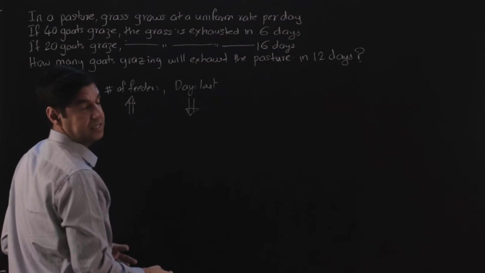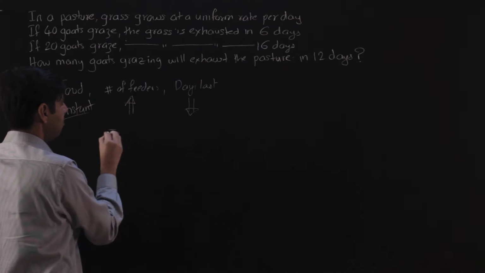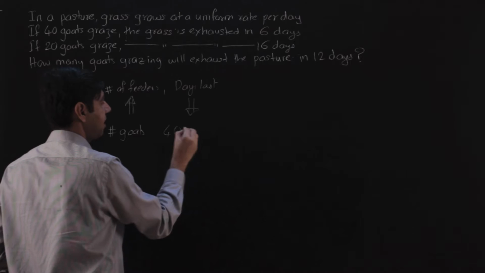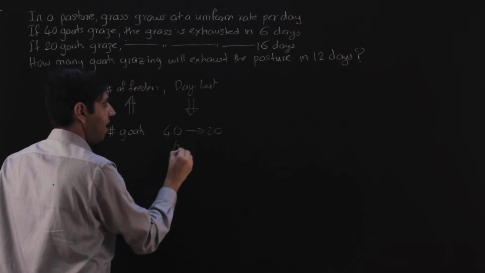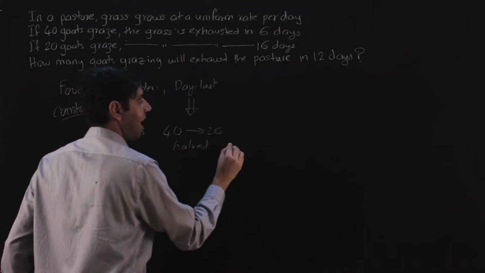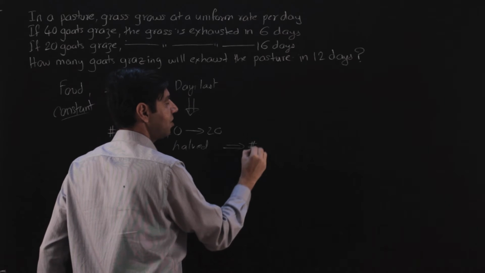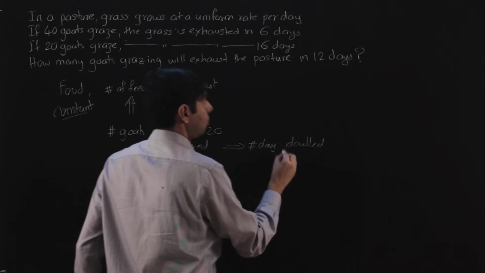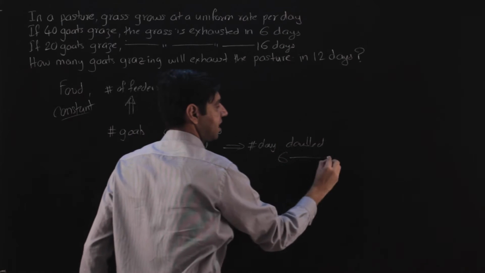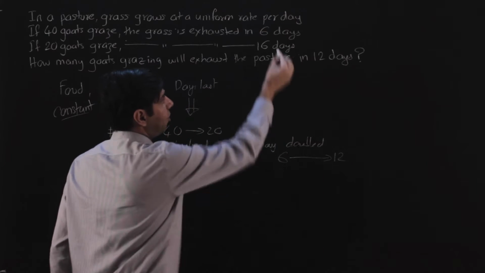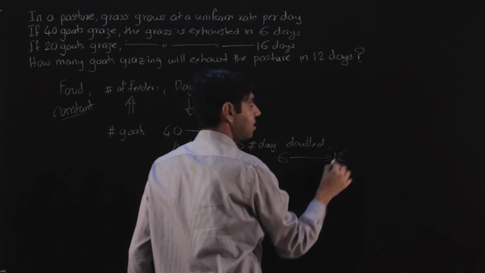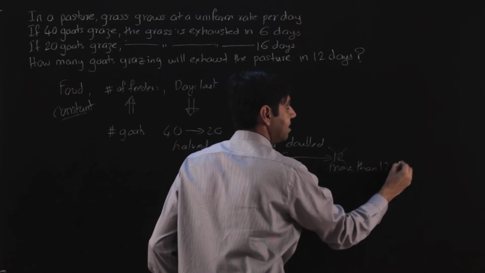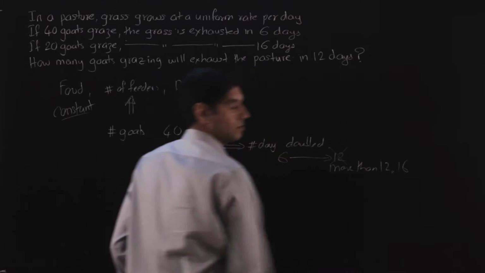Right? So if I analyze this situation, what I see is the number of goats has changed from 40 to 20. So they have half. If they have half, what should have happened is the number of days should have doubled. So earlier how many days was it? 6. So 6 should have become 12. But what I see in the data given is, it's not 12, it is more than 12. More than 12, it is 16, right?